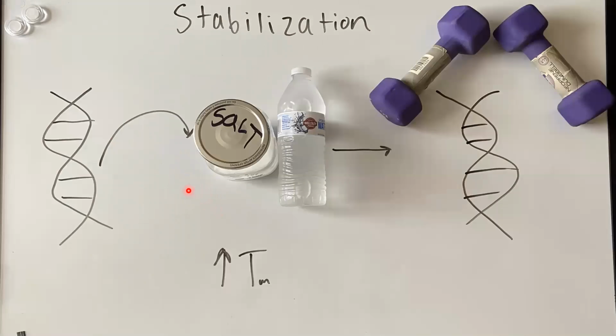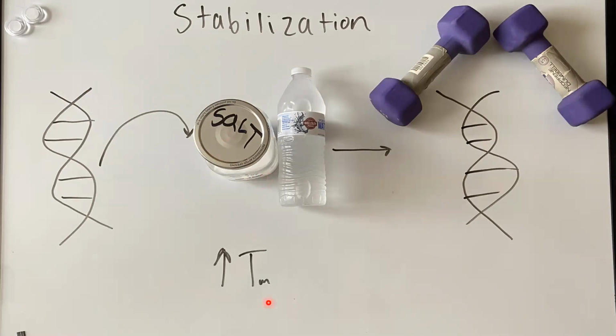Next, we're going to talk about stabilization. So we have this DNA molecule, and it has this phosphate backbone that has a negative charge. Well, if we take this DNA and put it in a high concentration salt buffer, the ions from the salt will interact with the negative charge of the phosphate backbone, making the backbone neutral.